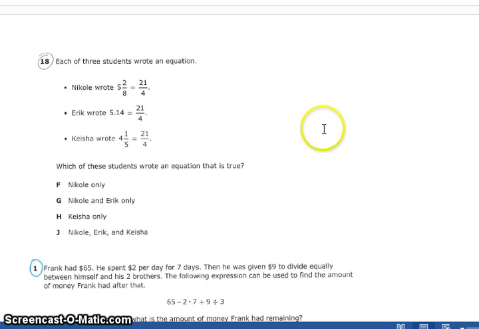For the next one, it says each of 3 students wrote an equation. Nicole wrote 5 2/8 equals 21 over 4. Eric wrote 5.14 equals 21 over 4. And Keisha wrote 4 1/5 equals 21 over 4. Which of these students wrote an equation that is true?